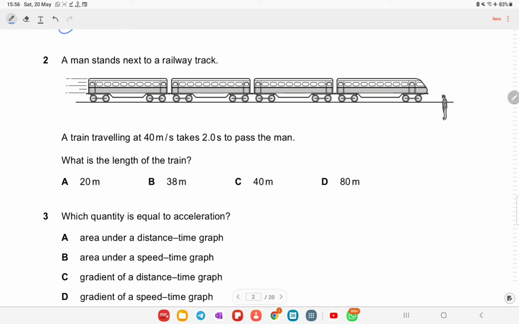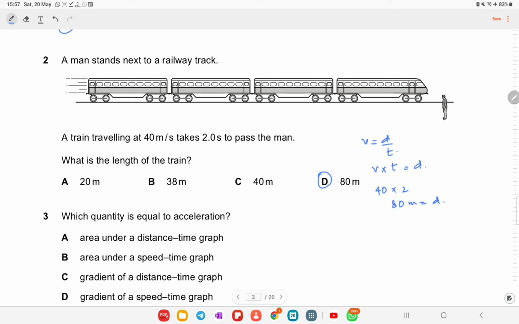Okay, a man stands next to the railway track. A train traveling at 40 meters per second takes 2 seconds to pass the man. What is the length of the train? Basically, he's asking for the distance. So we will apply the formula speed equals distance over time, so speed times time equals distance. If you multiply speed 40 with 2, you will end up with 80 meters. So the length of the train is going to be D, 80 meters.